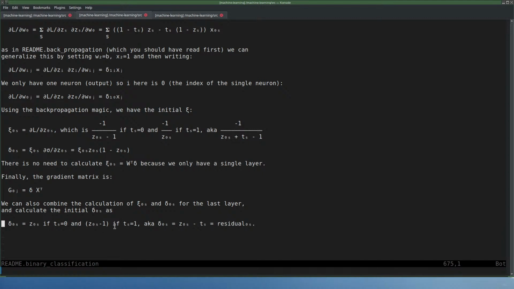And if the t is 1, then the xi is this, so you remove that one factor, and the -1 turns this around, so you get z minus 1. And then you can combine those two, because if that's the case, I might as well write it like that. So if t now equals 0, we have just z, and if t equals 1, then we have z minus 1.